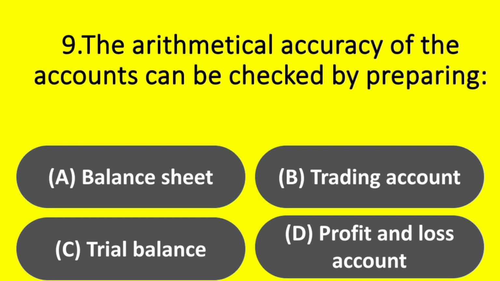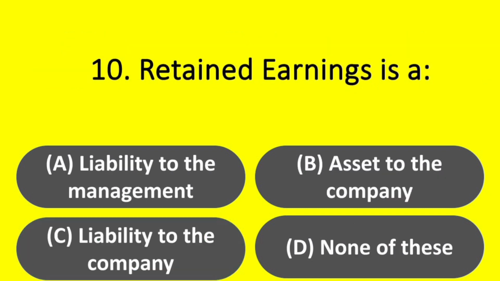The arithmetical accuracy of the accounts can be checked by preparing: option A, Balance sheet; option B, Trading account; option C, Trial balance; option D, Profit and loss account. Answer: option C, Trial balance.